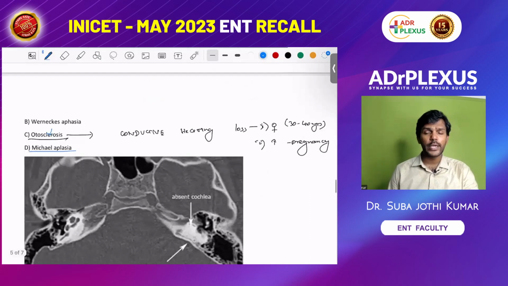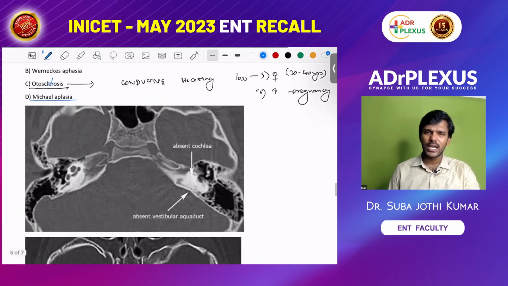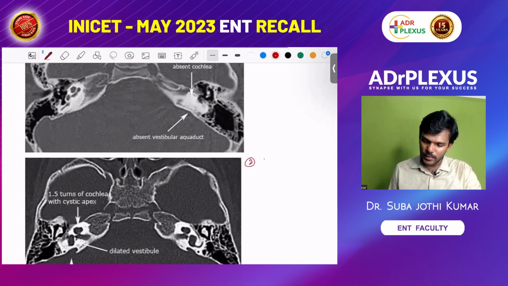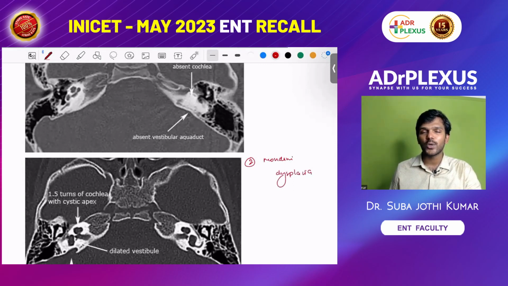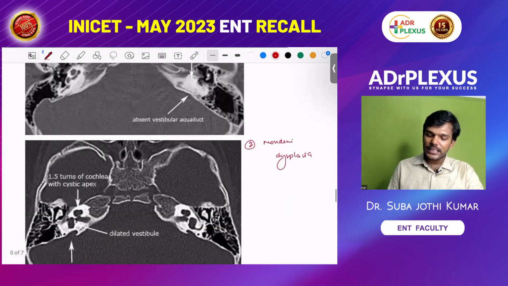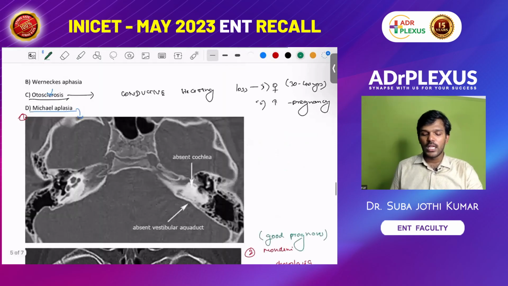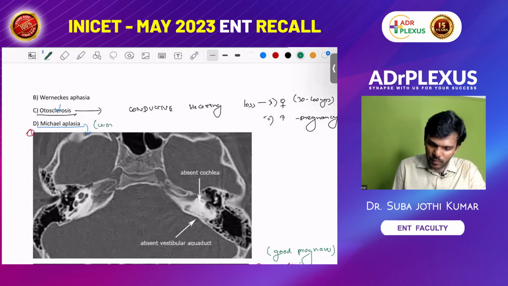What is this Michel's aplasia? I'll give you two conditions, one is aplasia, another one is dysplasia. First one is Michel's aplasia. Second one is Mondini's dysplasia. If you come across these two terms in your question, you should never panic because it's very easy. The least severe, good prognosis inner ear malformation is Mondini's dysplasia. Worst prognosis inner ear malformation is Michel's aplasia.